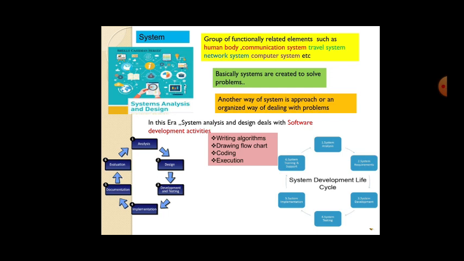Now, the organized way is writing algorithms, drawing the flow chart, coding and execution. Once all these things are done, then only it becomes a software or a program. So you have to write the algorithm, draw the flow chart, do the coding, and then do the execution. Once the execution is done and the software is working fine, it can be accessed by the users.